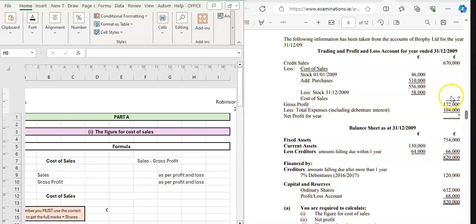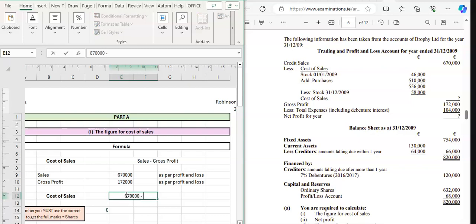So to find the gross profit, you're going to take your cost of sales and you're going to take away your gross profit. So the figures that we need: our sales, which is 670,000. Then we need to take away our gross profit, which is 172,000. So now that we have the figures identified, we can now put the figures into our formula. So the formula is your sales of 670,000 minus your gross profit of 172,000.